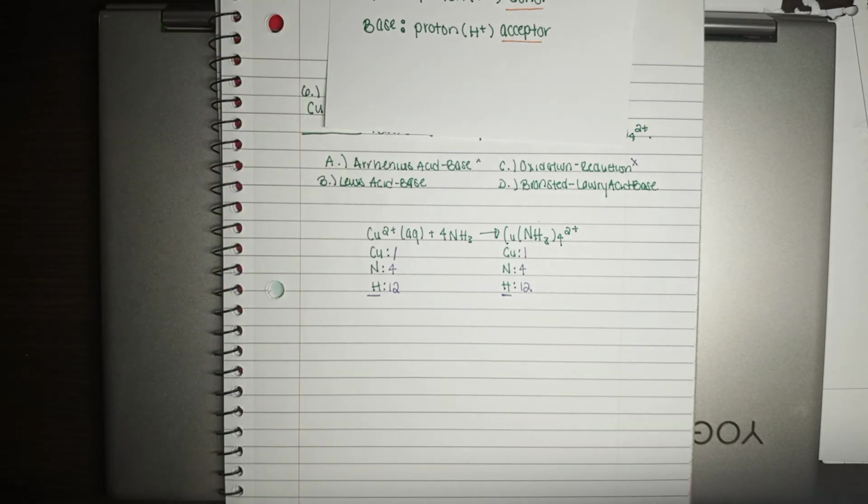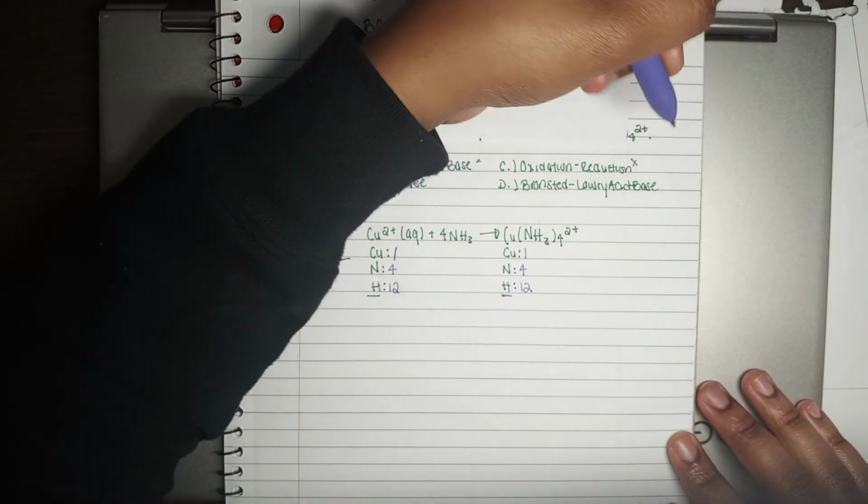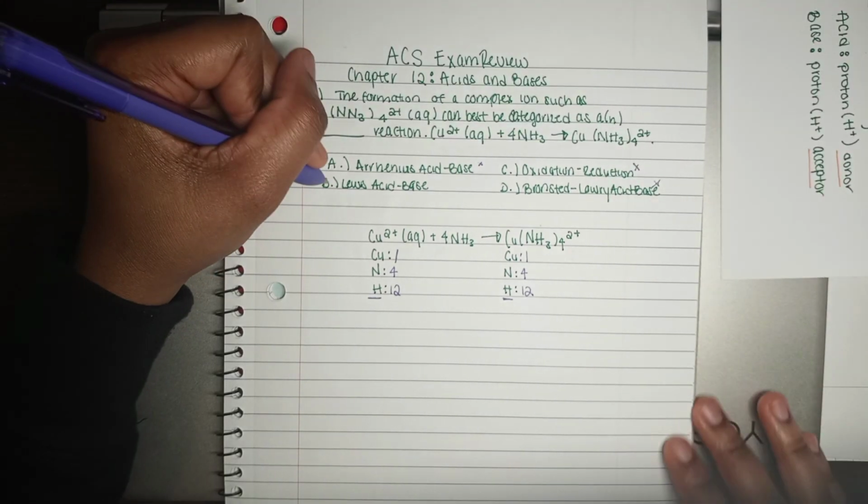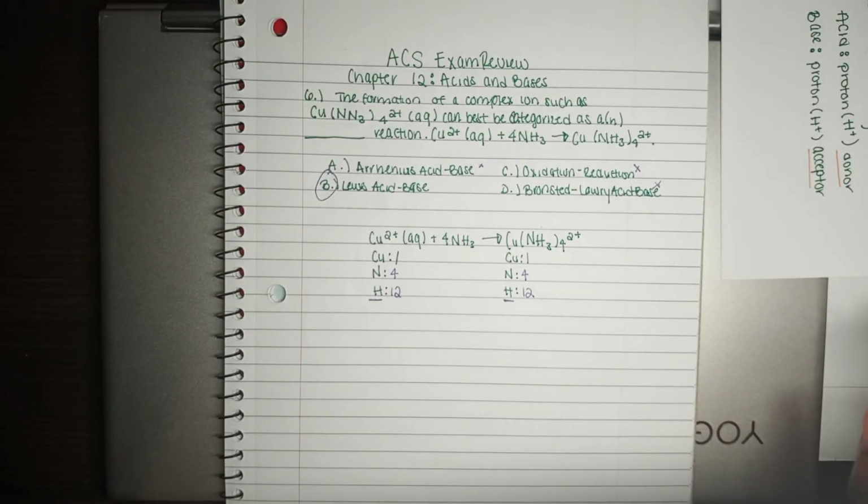There's 12 hydrogens on both sides, which means that this reaction is a balanced reaction, meaning that sadly Bronsted-Lowry is not our answer either, leaving only B, which is Lewis acid and base, to be our answer.